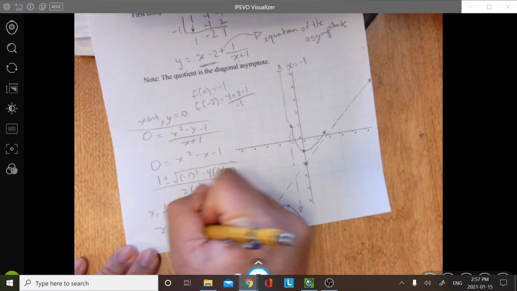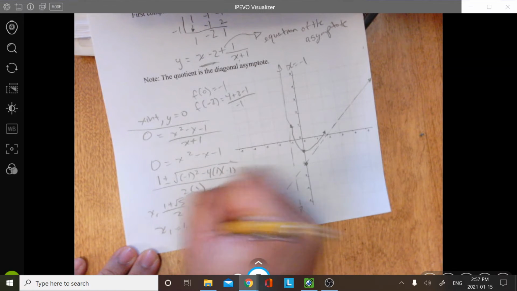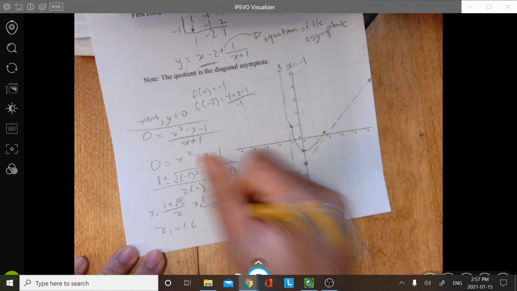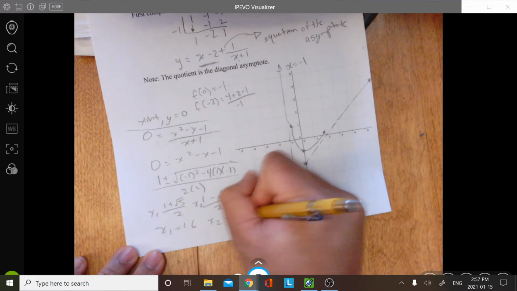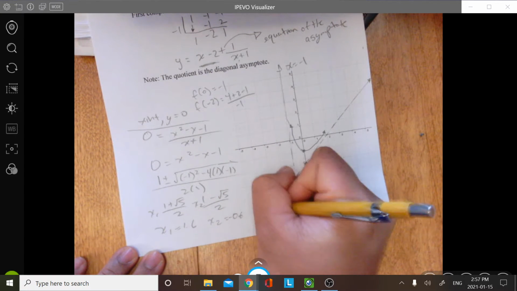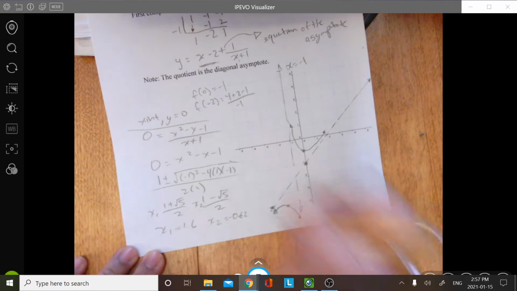So x1 is going to equal 1.6, and x2 is going to equal negative 0.6, I think 0.62, I think.